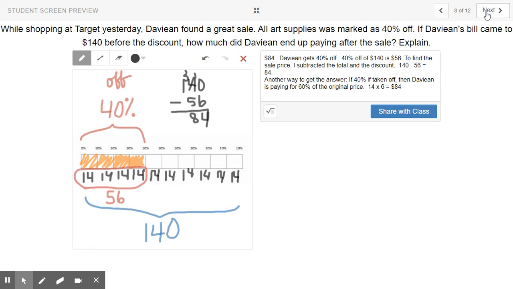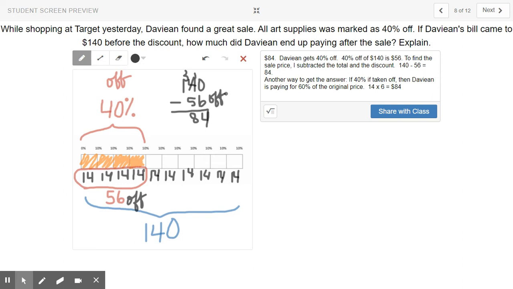Now, if there's 40% off, I put that in red. I shaded 4 boxes to represent how much was taken off the price. So when we found $56, that's not how much Davian spent on the art supplies. 56 represents how much was taken off. So to figure out how much Davian spent, you would take the 140 minus the $56 off, and that means that Davian would spend $84 on art supplies, which is a great price, especially if it was originally 140.